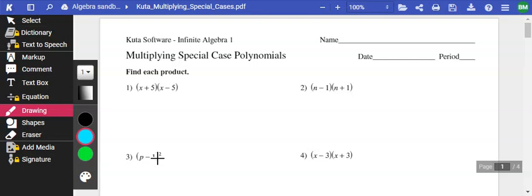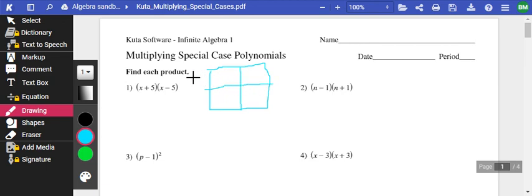We're looking at some special cases, and this will just make it easier once we realize the pattern for these special cases to just multiply quicker. Okay, so we're going to do the same thing that we've done before where we make the box. I like the box. You guys can do foiling if you want. Those ways are fine as well.